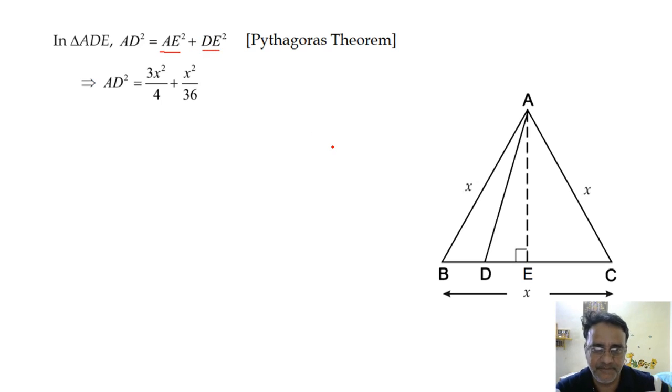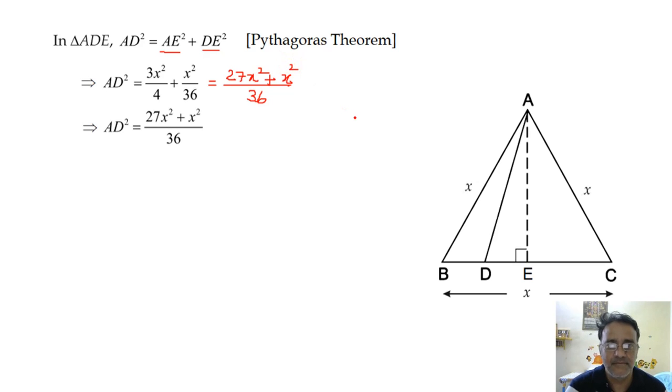We'll substitute. So root 3x by 2 whole square will become 3x square by 4, and x by 6 whole square will become x square upon 36. Now if you take LCM, you will get 36. Here multiply by 9, that is 27, plus x square. This LCM is clear to all of you? So 28x square upon 36.